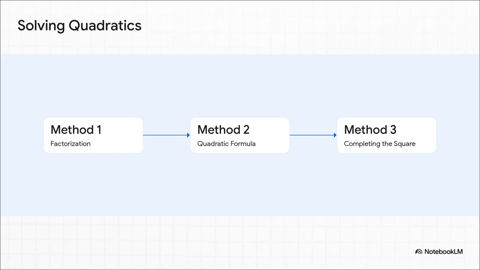So how do we actually go find those roots? We've got three main tools in our toolbox. Number one is factorization, which we've already been doing. Number two is the legendary quadratic formula. And number three is a method called completing the square.